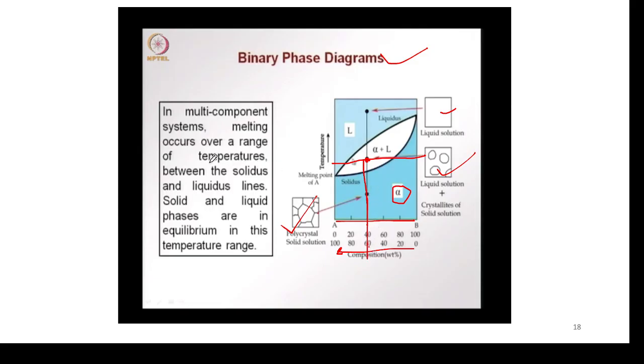Yeah. So, the melting occurs over the range of temperature between the solidus and liquidus line. This is the liquidus line, this is the solidus line. Okay. The liquidus line is the line above which the material is converted totally into liquid, and the solidus line is the line below which the material is converted into solid. Okay, this is the solidus line. And between the liquidus and solidus lines, solid and liquid phases are in equilibrium in this temperature range. Okay, so they are in equilibrium.